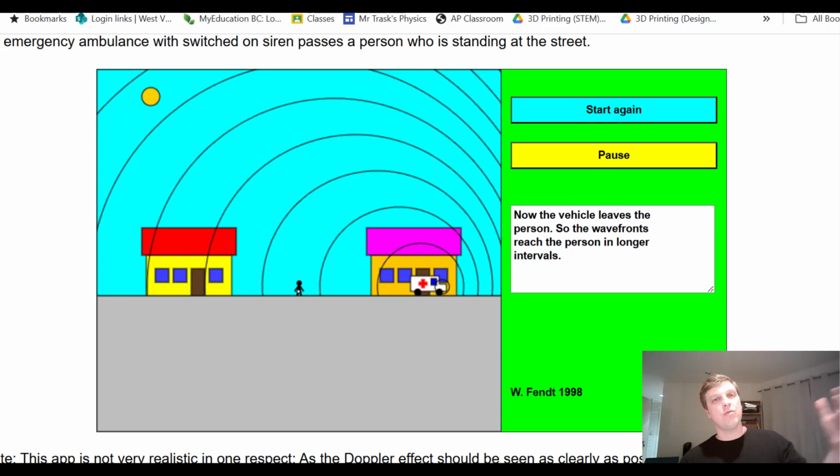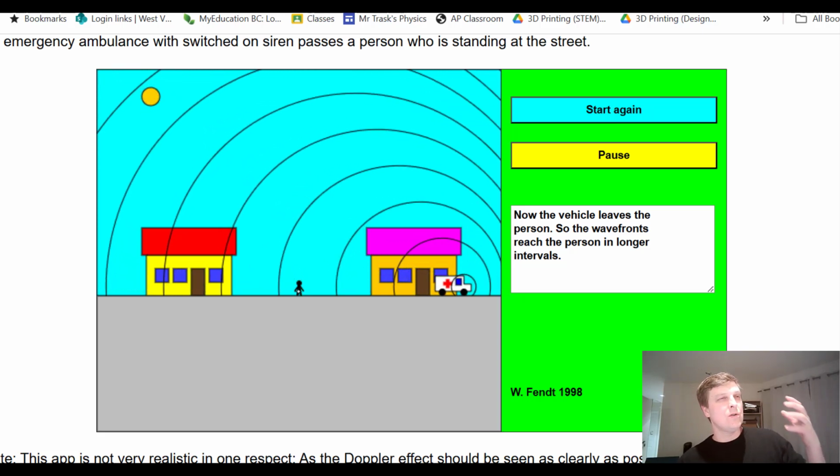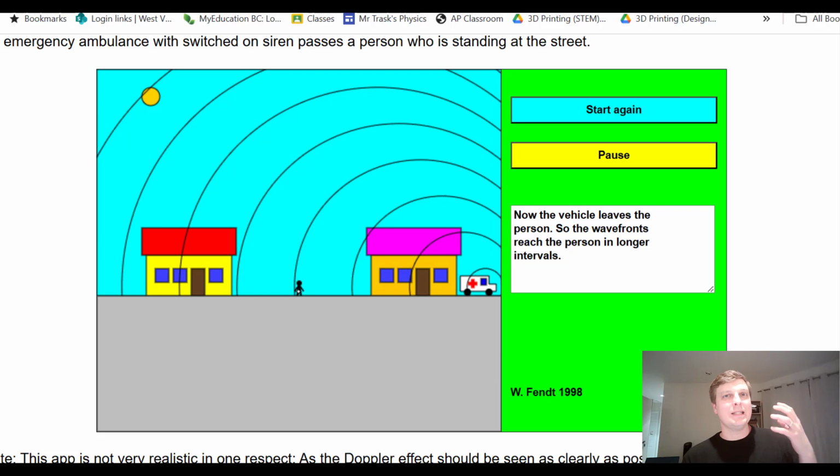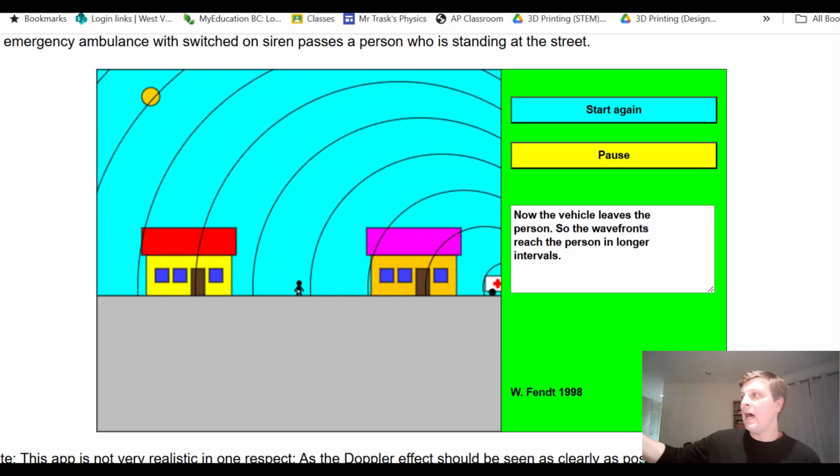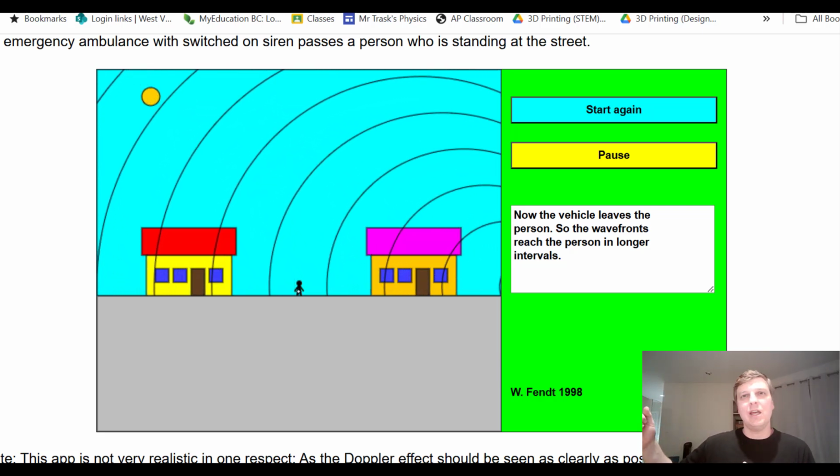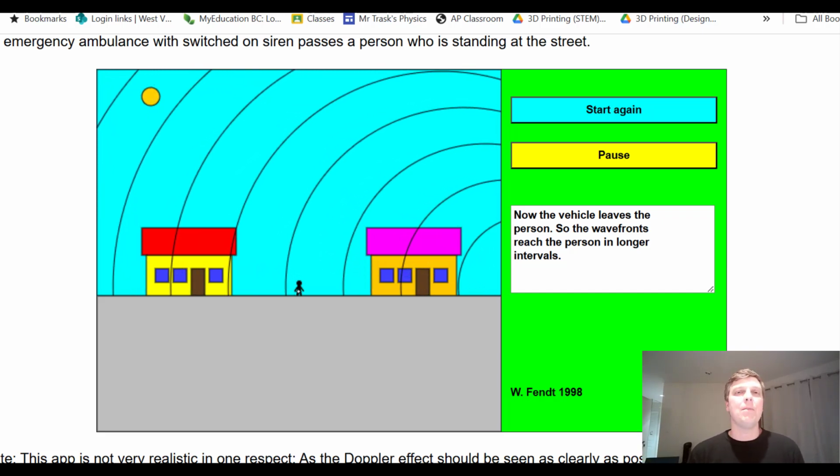If you had an ambulance approaching you, as it comes towards you, you're going to notice that the siren sounds higher pitched. And then once it passes you, it's almost like it changes key, and all of a sudden the pitch drops to be lower.